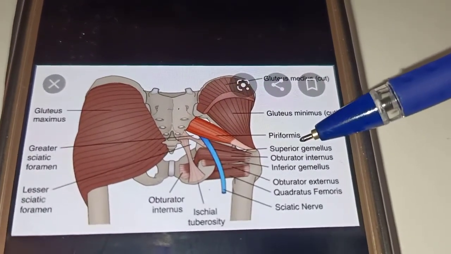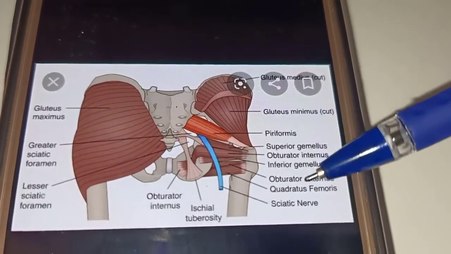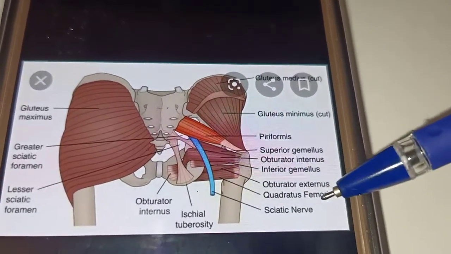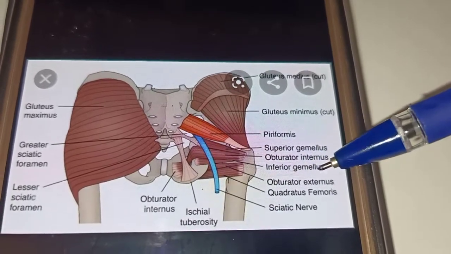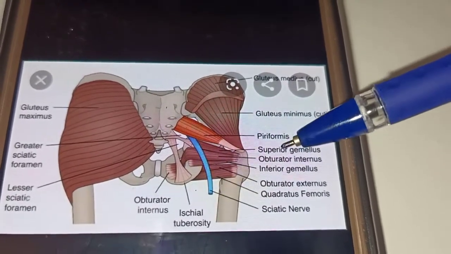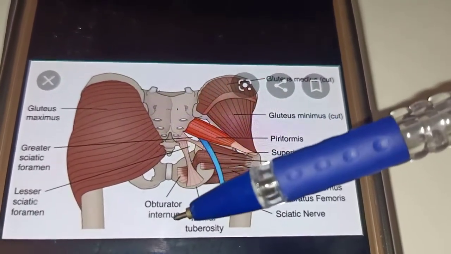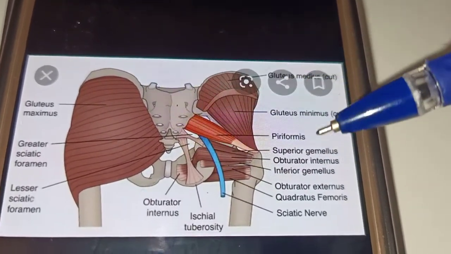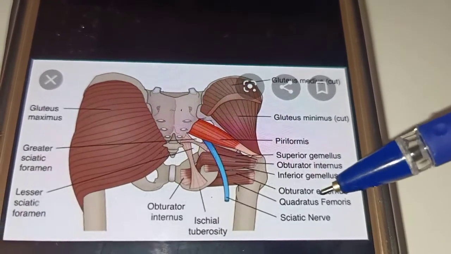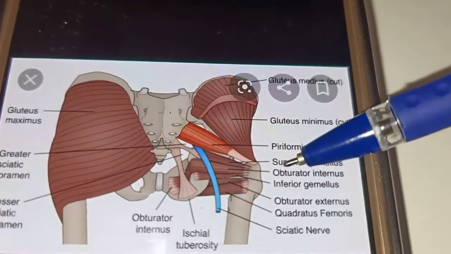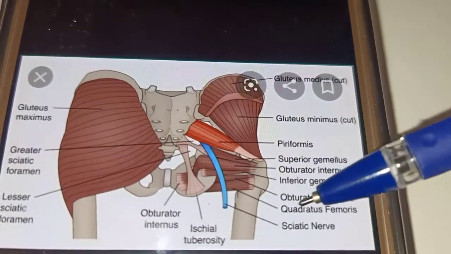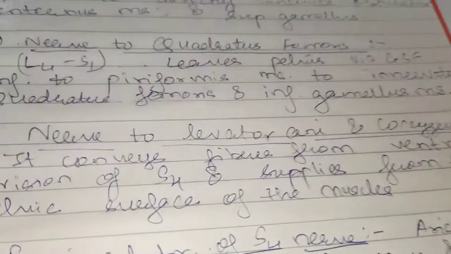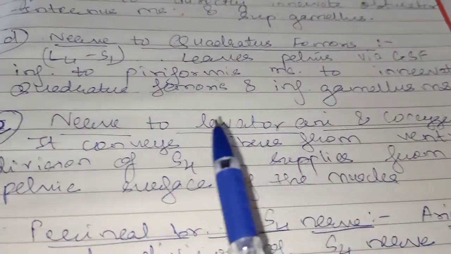The superior gemellus is supplied by the nerve to obturator internus, which also supplies the obturator internus. The nerve to quadratus femoris supplies the inferior gemellus muscle as well as the quadratus femoris. Clear? Next is the nerve to levator ani and coccygeus.